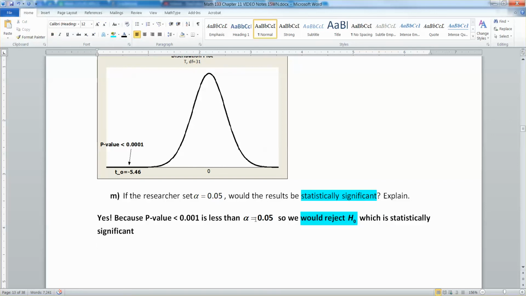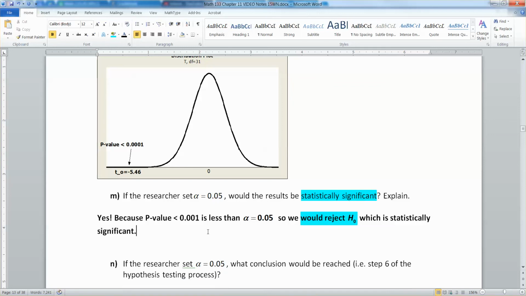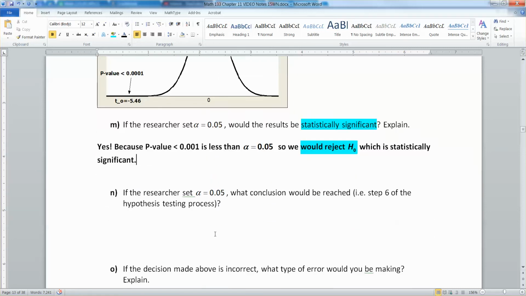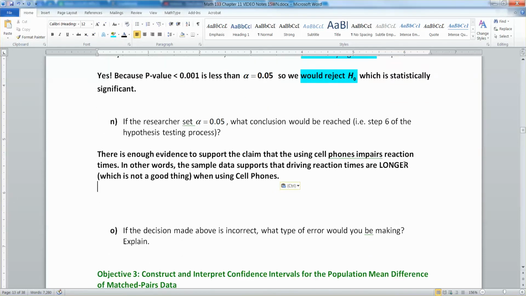And that's what statistical significance means, right? Statistically significant means that you get to reject the null. It's not significant to let the null stand. The null is what you assume to be true in the first place. It's only interesting to you if you're able to reject it. All right, now what conclusion would we reach? Well, we were able to reject the null hypothesis, and that means that there is enough evidence to support the claim that using cell phones impairs reaction times of drivers.